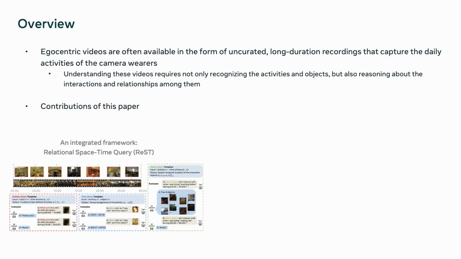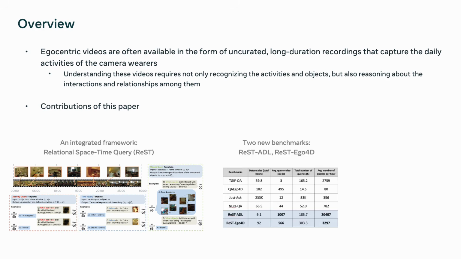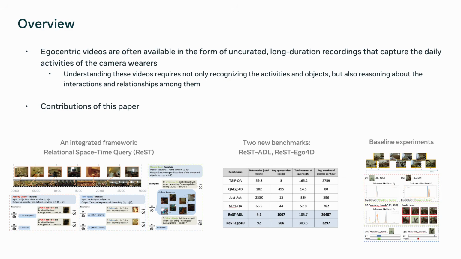In this paper, we propose relational space-time query, which bundles the analysis of human activities, objects, and their interactions into a unified framework. We also introduced 2 novel benchmarks that enable the joint evaluation of these problems on public egocentric datasets. Finally, we provide a series of baseline experiments aiming to gain valuable insights into the task.